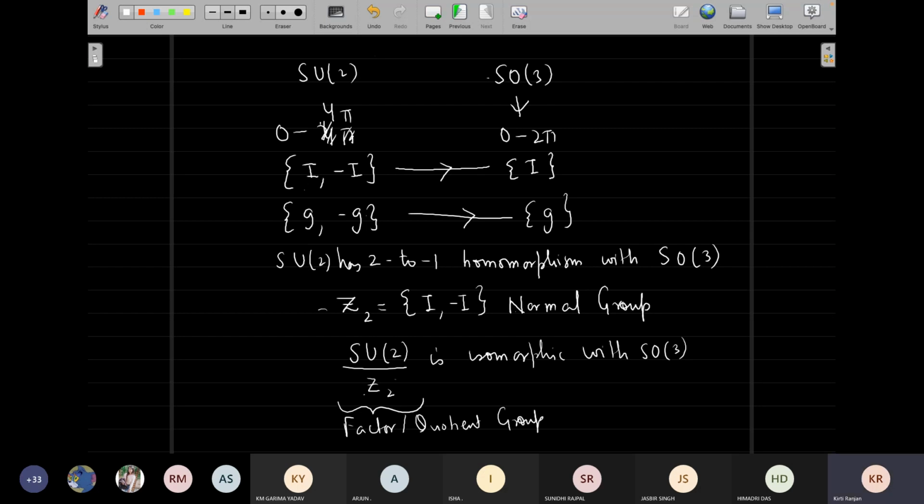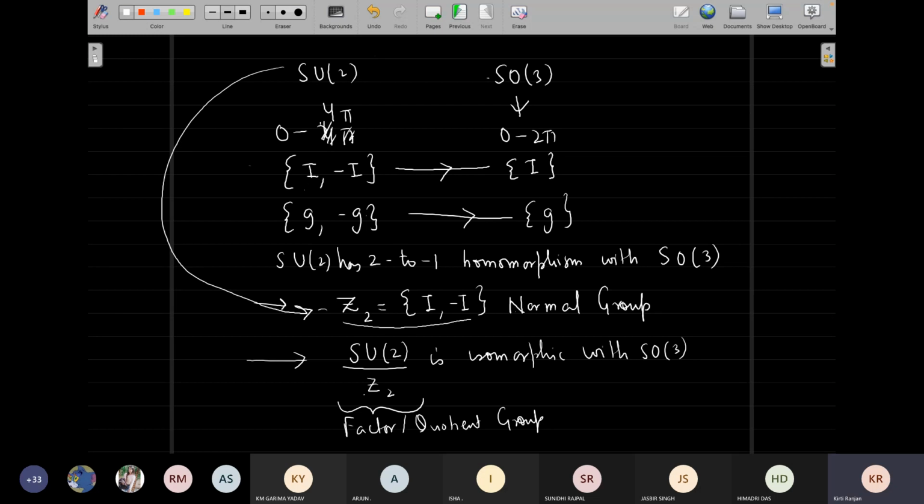And this group SU2 over Z2, that means a quotient group, will be one-to-one isomorphic with SO3. So you will find while reading books that in some places it is written that SU2 is isomorphic with SO3, and in other places that it is a factor group which is isomorphic with SO3. What we need to remember is that there exists a normal subgroup in this SU2 such that the cosets formed by this normal subgroup form a factor group, and that factor group will have exactly one element corresponding to SO3.